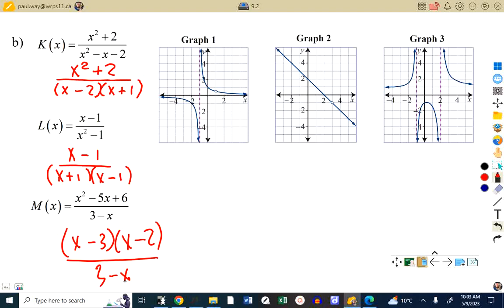Aiden, what do you think? One of each? It's only one of each if one of the factors cancels. This factor of x minus 2 doesn't cancel, so it's an asymptote. This factor doesn't cancel, so it's an asymptote. The key is whether the factors cancel or not. So this will have 2 asymptotes. This must be k of x.